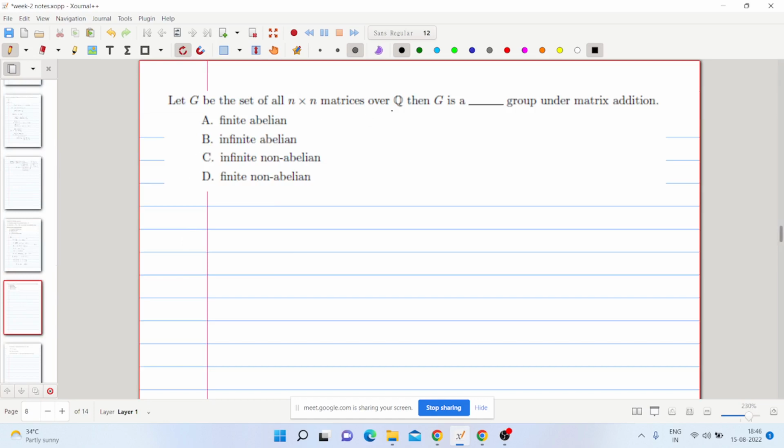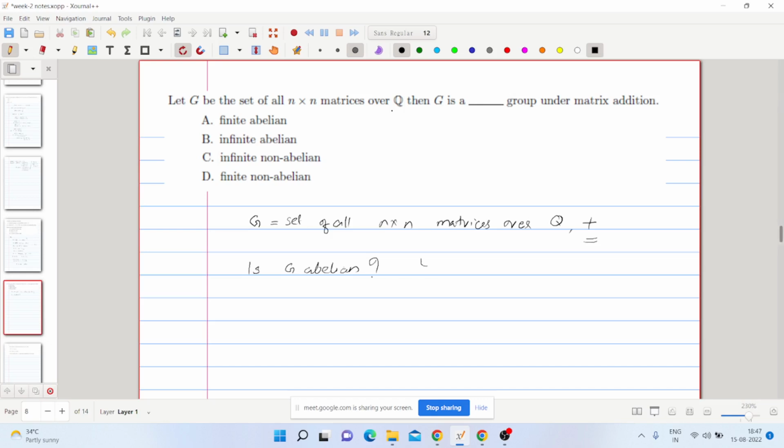Here G is given as the set of all n by n matrices over Q. Then the question is whether G is abelian, non-abelian, finite or infinite. So what is G? Set of all n by n matrices over Q under addition, matrix addition, which means just the coordinate wise addition. So is G abelian? The operation is here addition, the usual addition. What do you think, is G abelian?